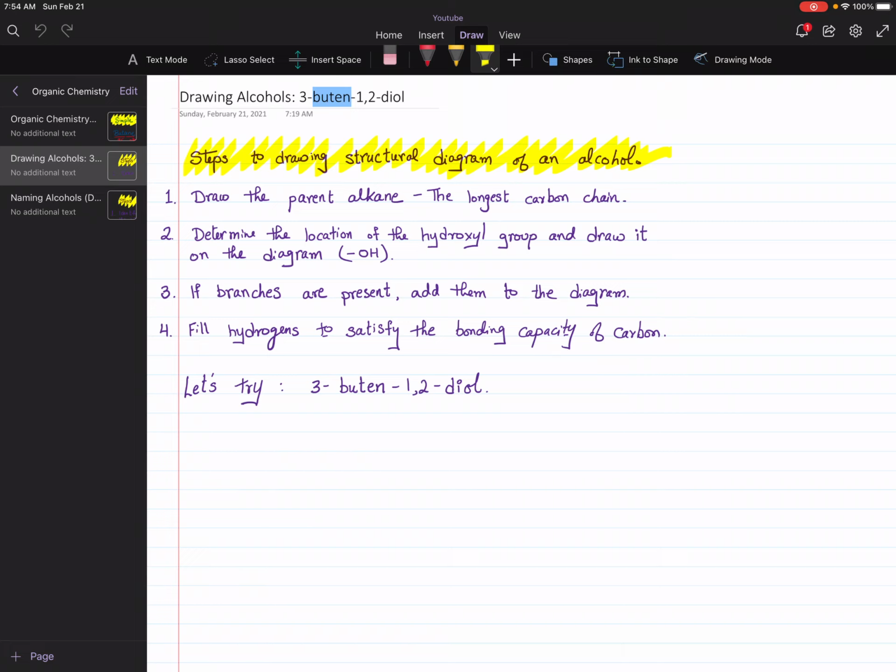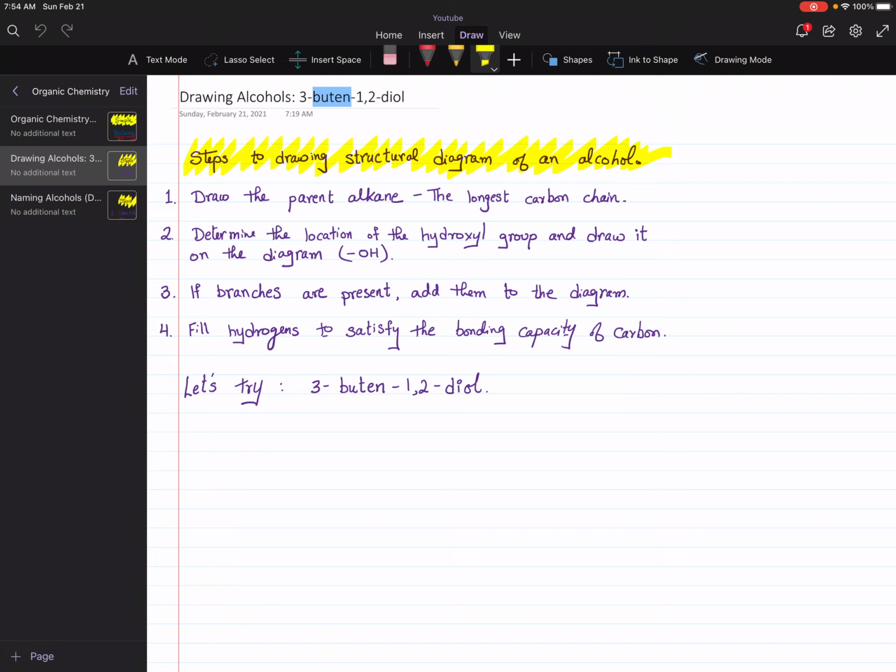Second step, we have to determine the location of the hydroxyl groups from the name. And then, once we have determined the locations of the hydroxyl groups, we need to add those hydroxyl group or groups into the diagram.